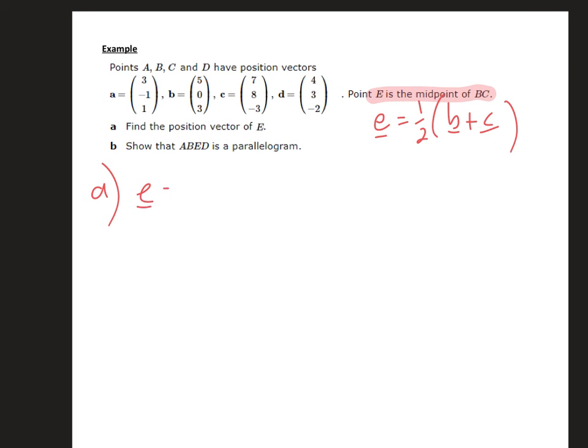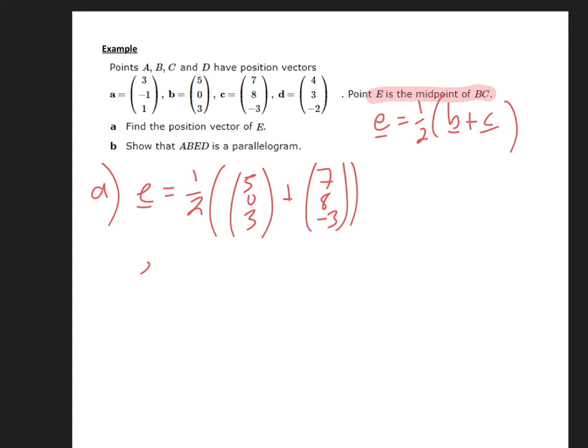Well, E is going to be half of b, which is (5, 0, 3), plus c, which is (7, 8, -3). So E is half of: 5 add 7 is 12, 0 add 8 is 8, 3 add minus 3 is 0. And when I halve that, I get (6, 4, 0). There we go, nice and quick.